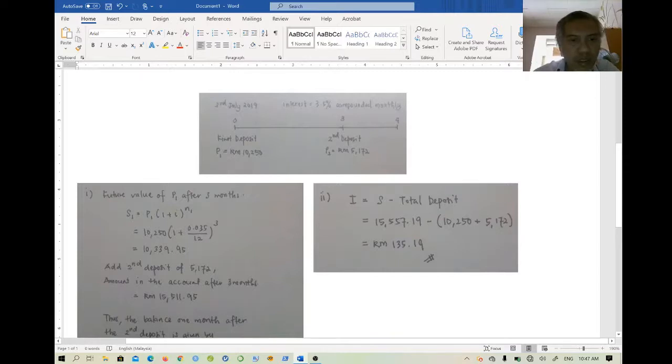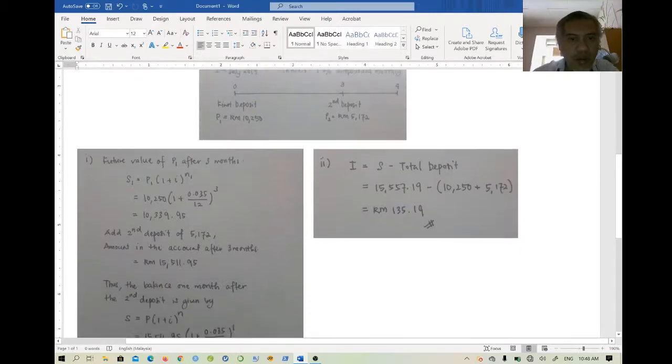So calculating this amount, you get the future value for the first deposit as 10,339.95. So that means the first deposit of 10,250 will become 10,339.95 after 3 months. And on top of that, after 3 months, the company adds another 5,000 to the account. So that means now in the account after 3 months will be the amount of the future value plus the additional deposit, 5,172. So you now have in the account at the end of the third month 15,511.95. Okay, so this will be your new present value for the next 1 month.